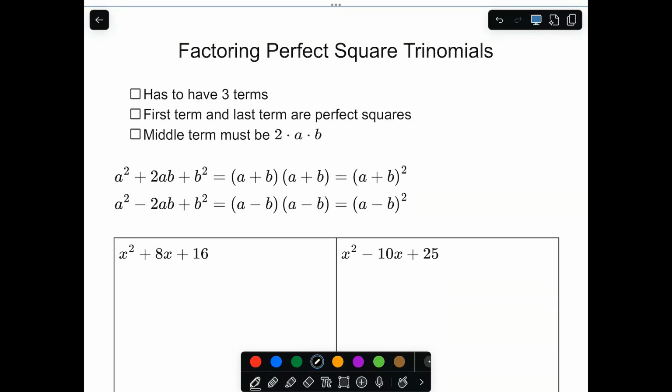The same thing has to have 3 terms. The first term and the last term have to be perfect squares. So again, 1, 4, 9, 16, so on and so forth. That middle term, you have to check this to be 2 times A times B. So A being the first term, B being the last term.